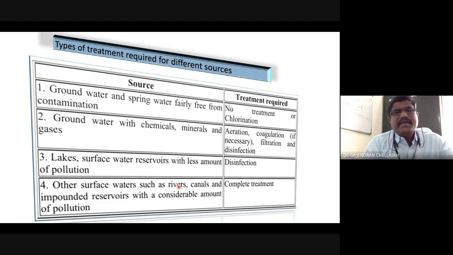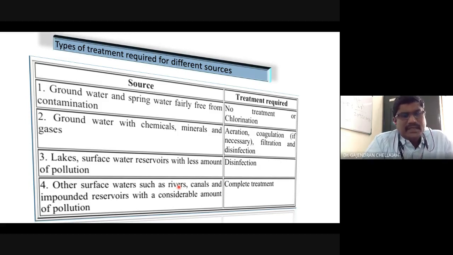Then groundwater with chemicals, minerals, and gases. Suppose your groundwater source contains some amount of chemicals, minerals, and gases, then you are supposed to go for aeration, coagulation, filtration, and disinfection. These are the treatments required. Aeration will remove color and odor, coagulation will settle the particles very fast, filtration will take care of the microorganisms present in the water, and of course disinfection for distribution.